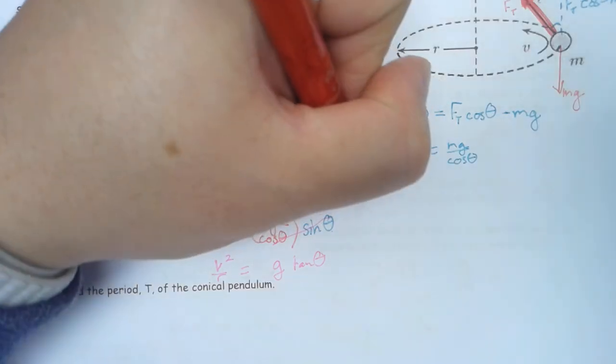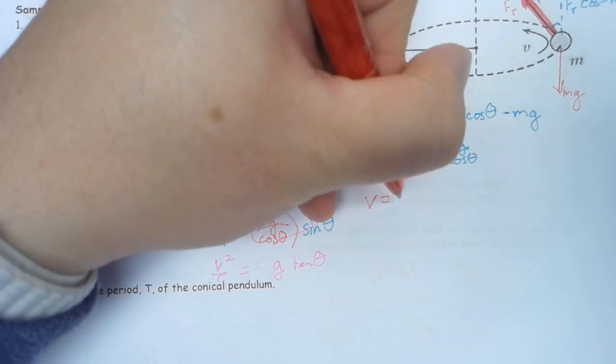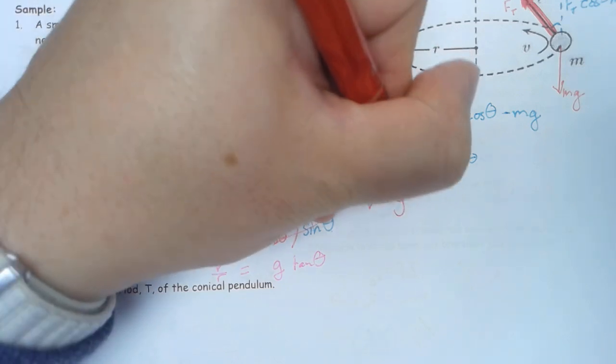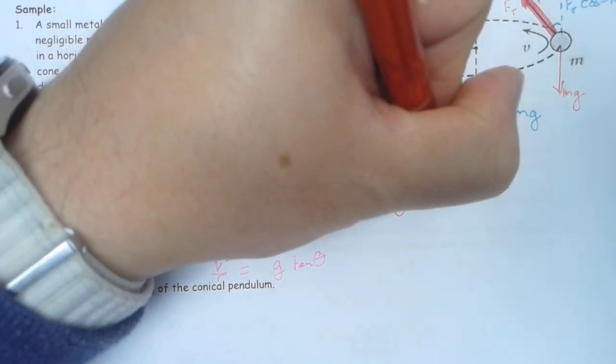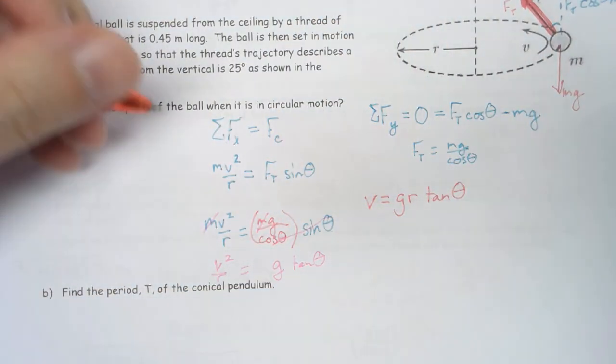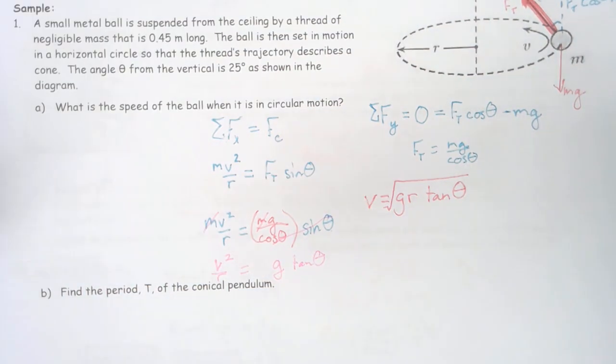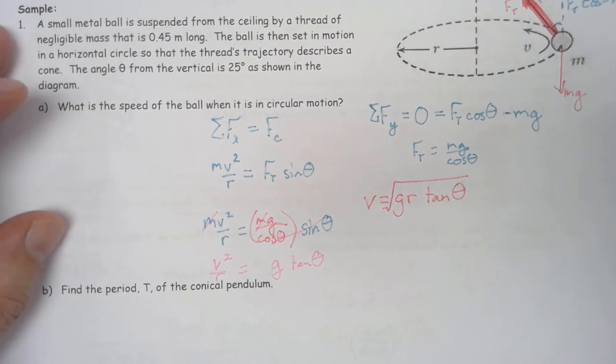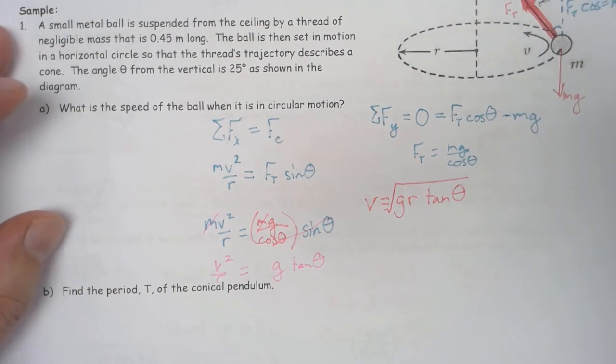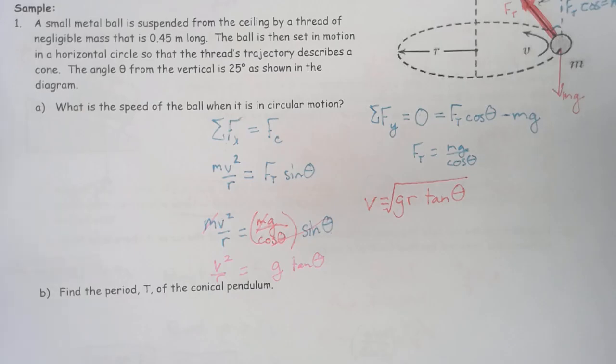So if we solve for v, we have v equals root of g r tan theta. There's still a squared, so let's get rid of that squared. Root both sides. We still have a problem. We don't have the radius.